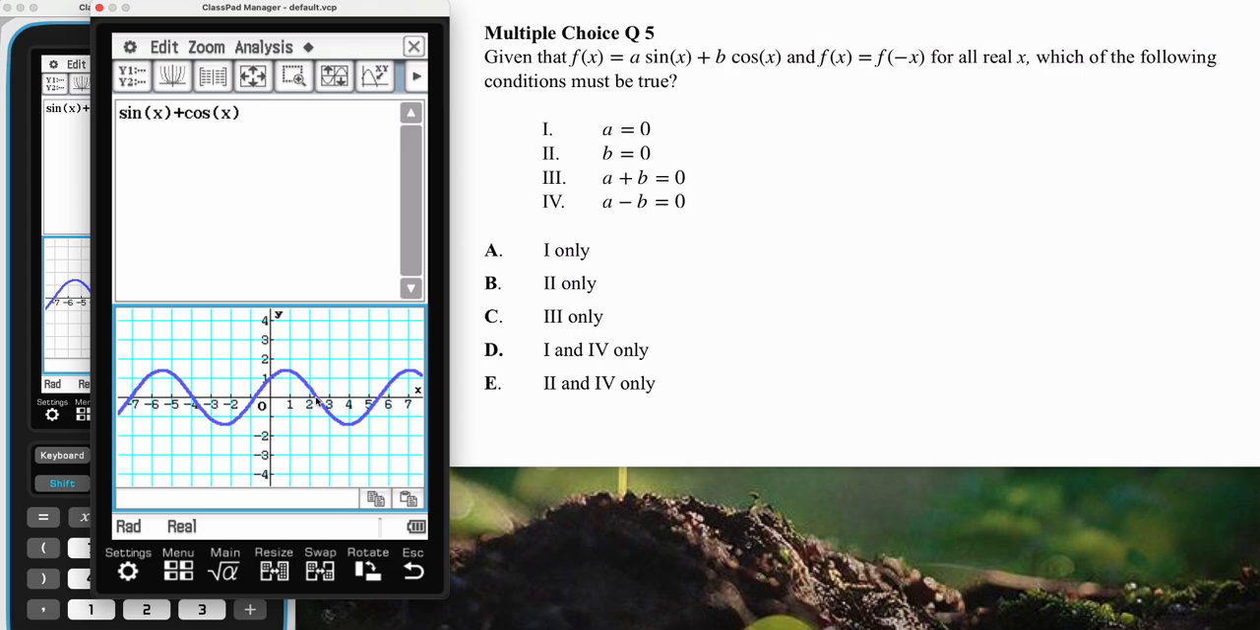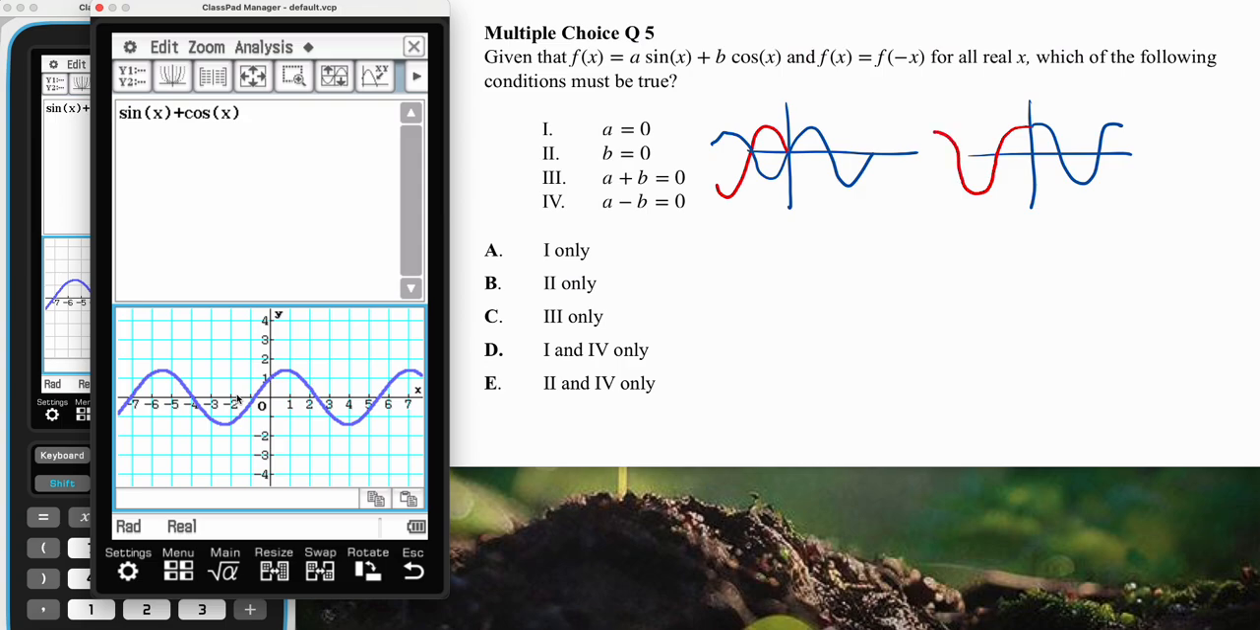I'll sketch a couple of other graphs. I don't need my calculator to sketch these. There's sine and there's cos. If I add them together, I get what's on the calculator. But I can see that if I reflect this graph around the y equals x graph, I'll use a different colour, I will get this. That's not going to be the same. Yeah, it's not the same graph. Whereas if I reflect cos around the y-axis, it is the same graph.